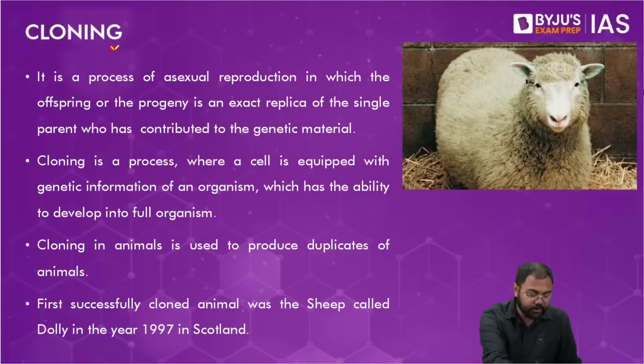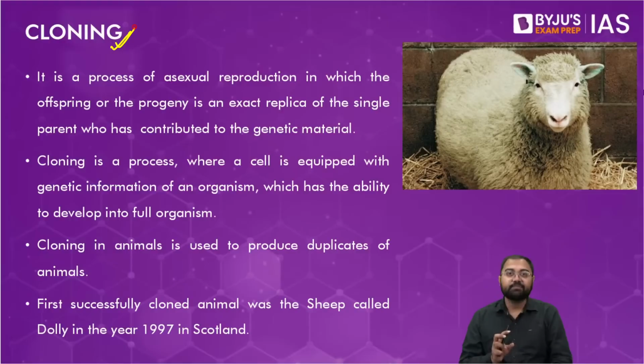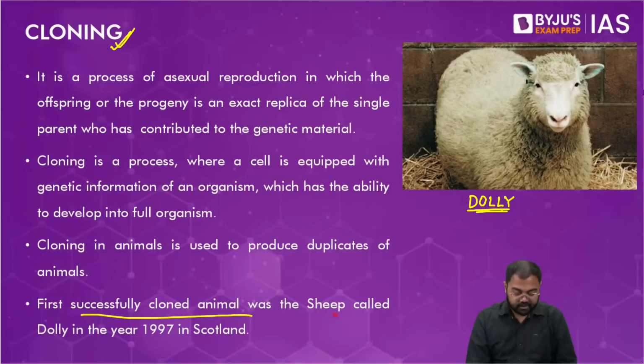Now, when we say cloning, cloning is a process where we are basically trying to create a replica. That is what we mean by clone, correct? Clone is an exact replica. So, in creating this exact replica, we are basically trying to replicate some kind of animal. This example right here is the very first cloning that was ever tried, and this was a sheep called Dolly. So this was the very first successful cloned animal, the sheep called Dolly, in 1997.